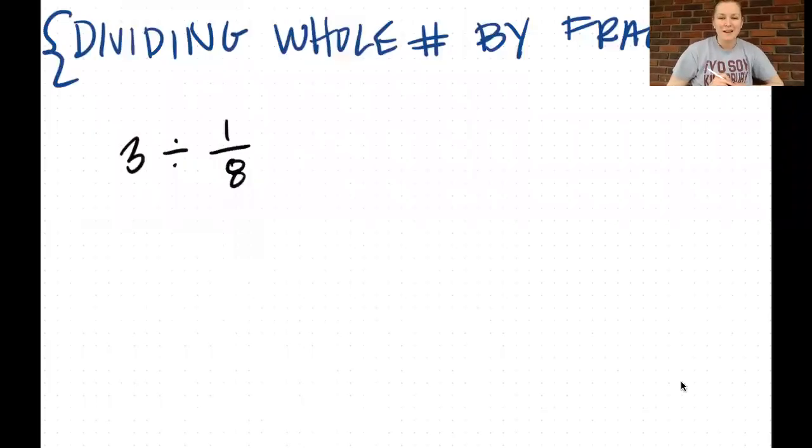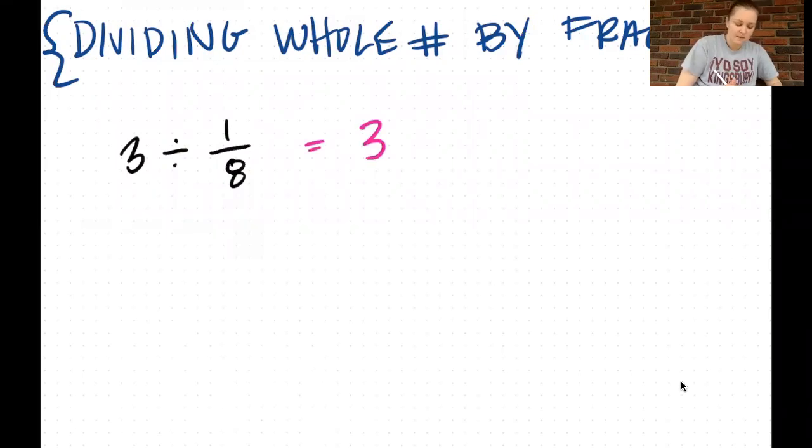Okay, now we're going to go over dividing a whole number by a fraction. So this is really the same thing that we did for dividing a fraction by a fraction. The only difference is that now we have a whole number instead of a fraction. So just like we did before, we have 3 divided by 1/8.